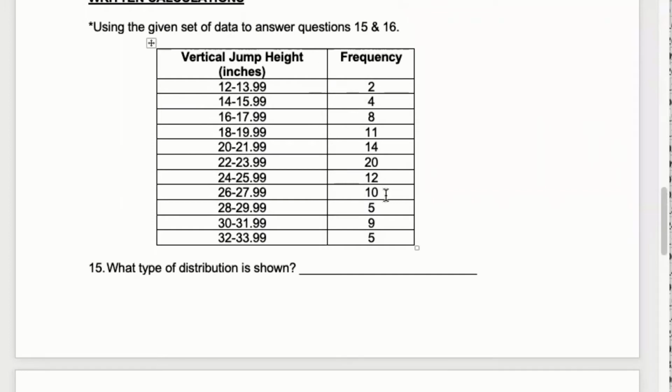Given this set of data, what type of distribution is shown? I see it grouped. Yeah. I wonder what gave it away. The groups.